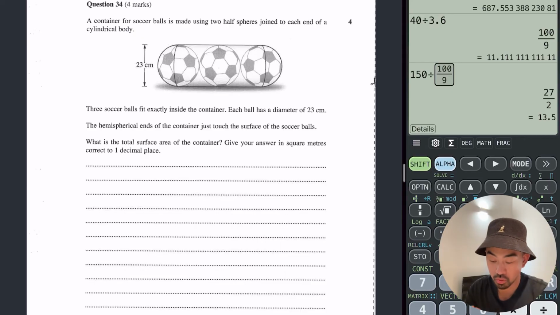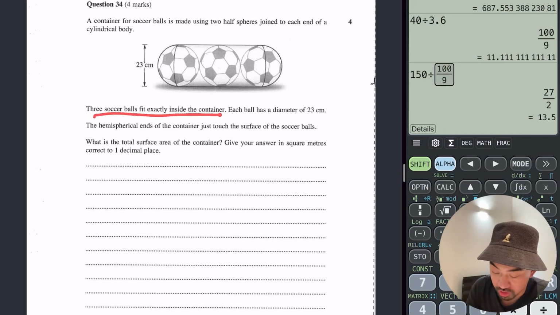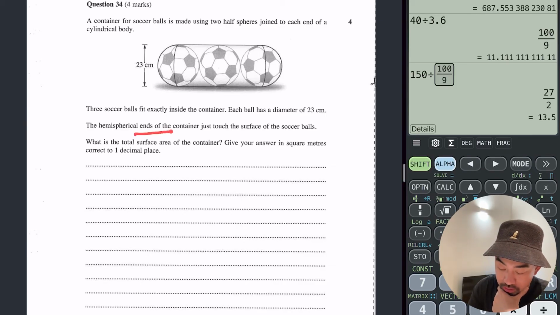A container for soccer balls is made using 2 half spheres joined at each end of a cylindrical body, as you can see. 3 soccer balls fit exactly inside the container. Each ball has a diameter of 23 centimeters. The hemispherical ends of the container just touch the surface of the soccer balls. Okay, so it just touches there. What is the total surface area of the container?